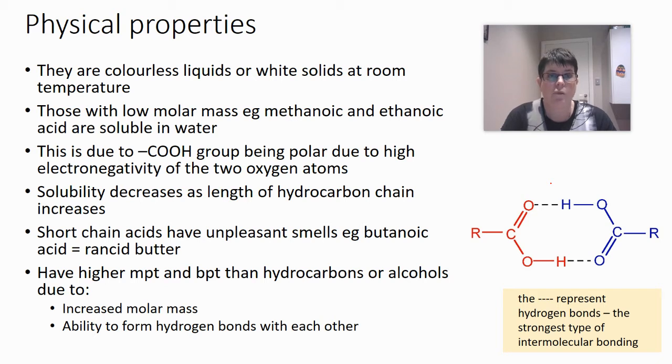Carboxylic acids have higher melting points and boiling points than hydrocarbons or alcohols due to the increased molar mass and the ability to form hydrogen bonds with each other. So in this diagram here, the dots represent hydrogen bonds, which is the strongest type of intermolecular bonding. Remember that though those are stronger than other types of intermolecular bonding, that's nowhere near as strong as these other bonds, which are covalent bonds between the atoms.